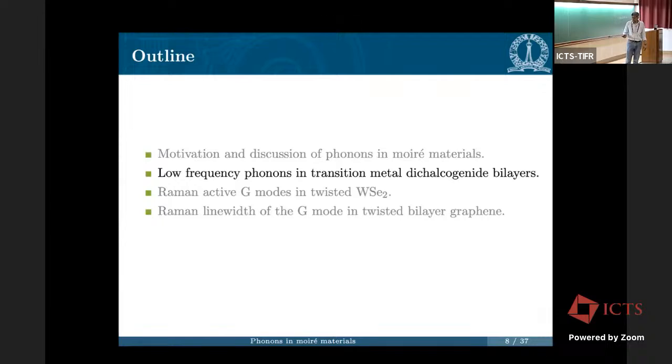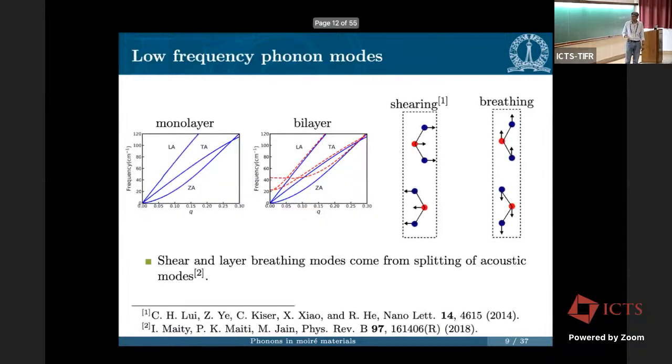Okay, so with this program, let's start thinking about low frequency phonons in TMDC bilayers. As you are all probably very familiar with, a monolayer, if you look at just the low frequency part of the spectrum, this is frequency versus wave vector, has three modes: the out of plane vibrations and two in plane vibrational modes, the longitudinal acoustic and the transverse acoustic modes.